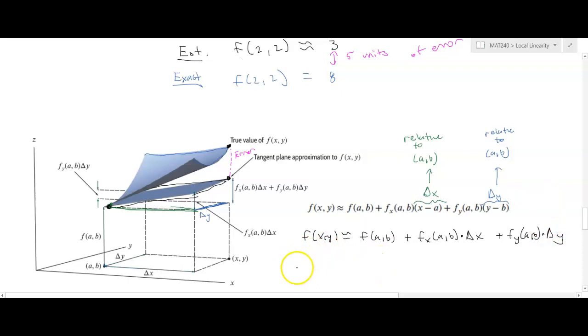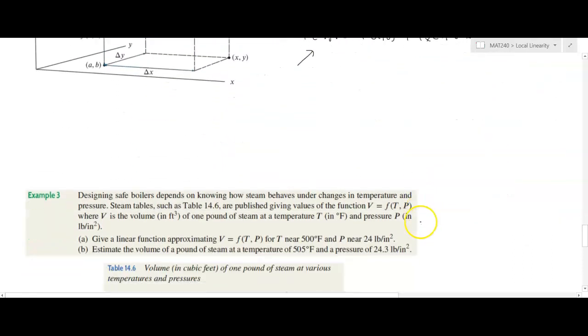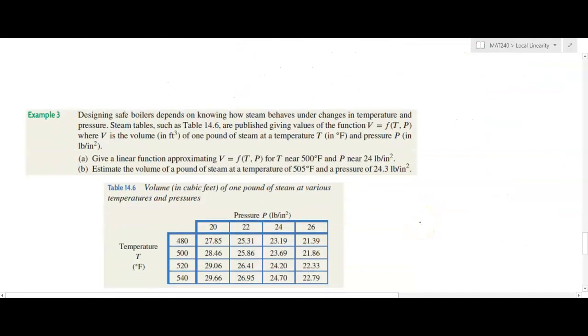Now we're going to come back to this format shortly, but I just wanted to make the connection that x minus a and y minus b can really be thought of as how far you stray away from the original point, to give a little bit of intuition behind that process. Let's take a look at one more example before we make this final connection.